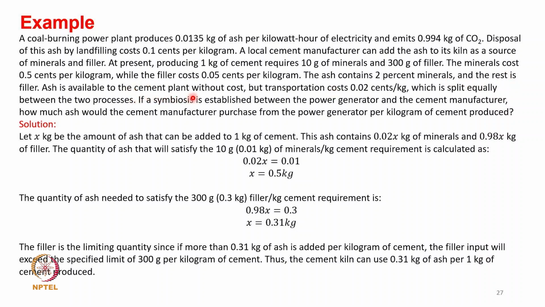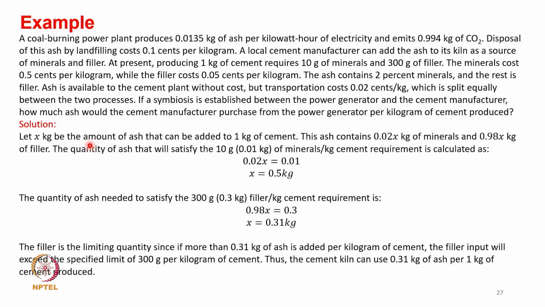Ash is available to the cement plant without cost, but the transportation costs 0.02 cents per kilogram, which is split equally between the two processes. If a symbiosis is established between the power generation and the cement manufacturer, how much ash would the cement manufacturer purchase from the power generator per kilogram of cement produced?